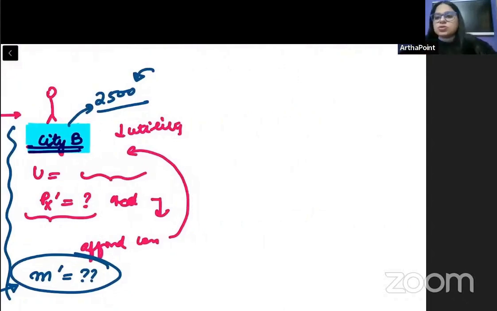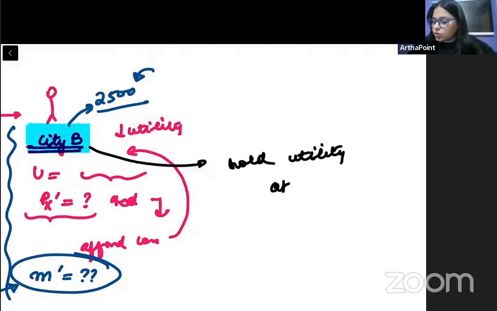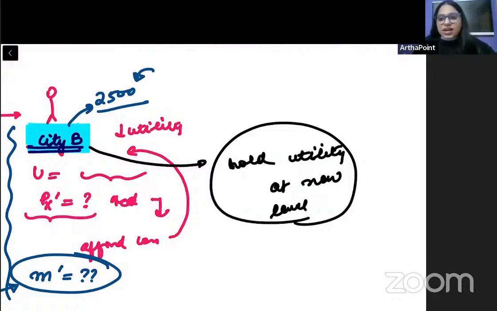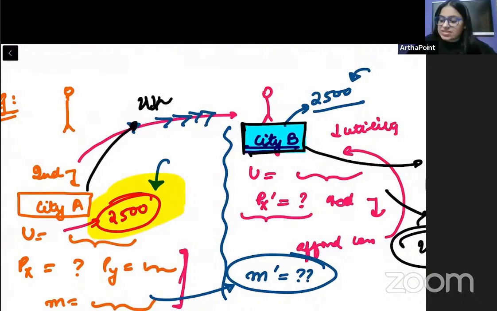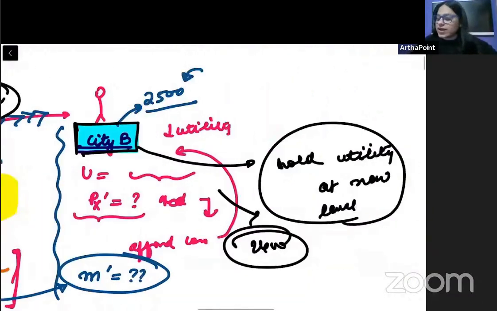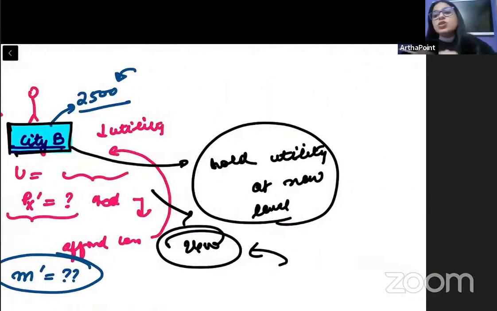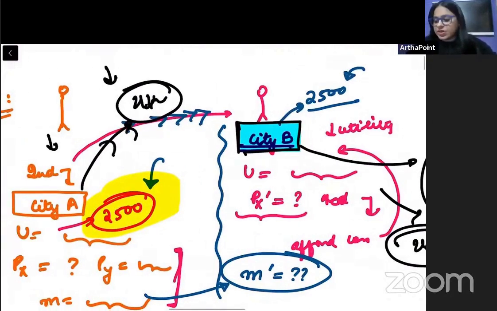Equivalent variation will do the opposite. Equivalent variation will hold utility at the new level. It will say, okay, if city B gives only 2,400 of utility, then in city A, by how much should his income be reduced to get 2,400? How much should his income be reduced so that he gets the same utility as the new level, so that he is indifferent, and he will be ready to go to the new city. That is equivalent variation.